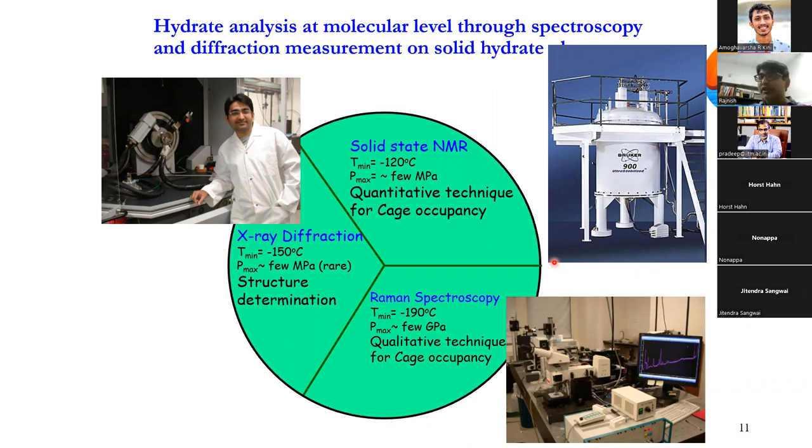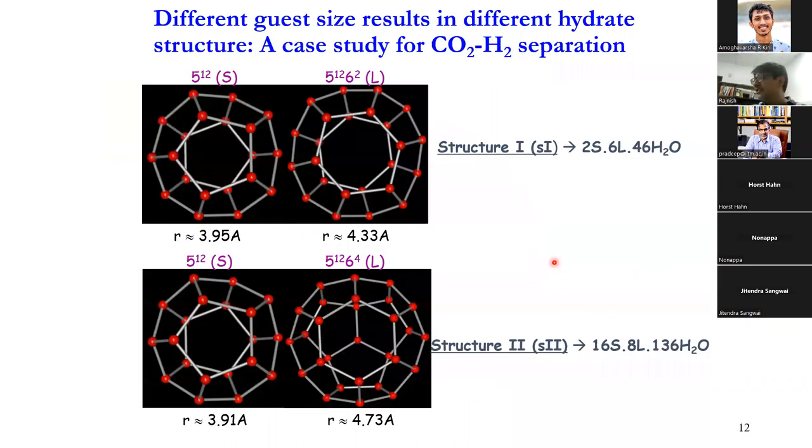You can tweak this particular process by adding certain additives, and then you know exactly what condition will give a better separation efficiency between CO2 and nitrogen. So all such studies can be done. For example, in this particular case, I will show you a case study of a CO2 and hydrogen mixture. Now, why are CO2 and hydrogen important?